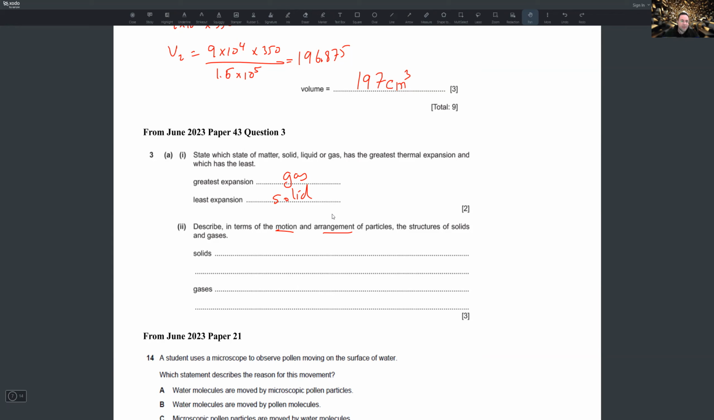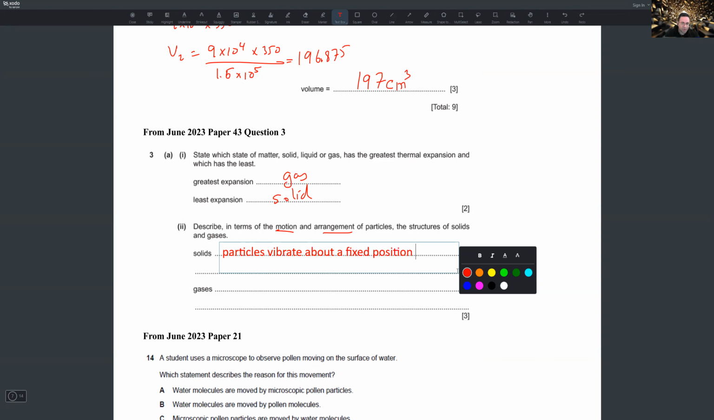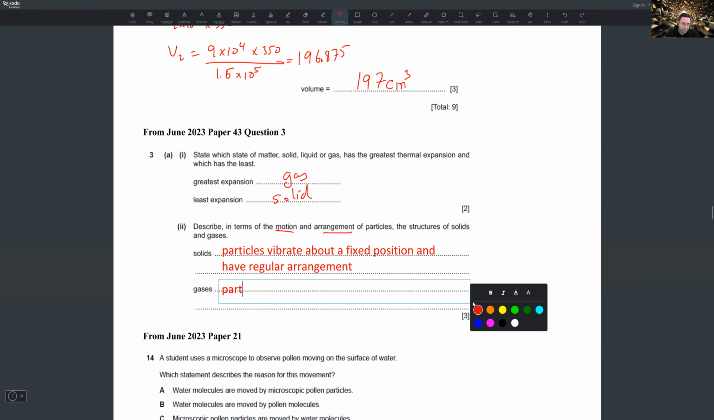Motion and arrangement, the structures of solids and gases. So what will we say? Solids, molecules, particles, because he wants to use the term particles. I'll use that. Particles vibrate about a fixed position and have regular arrangement. Whereas here we'll say particles move freely and fast and have no arrangement.